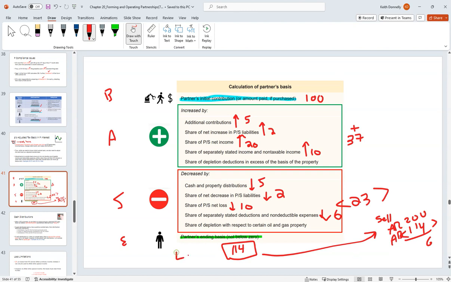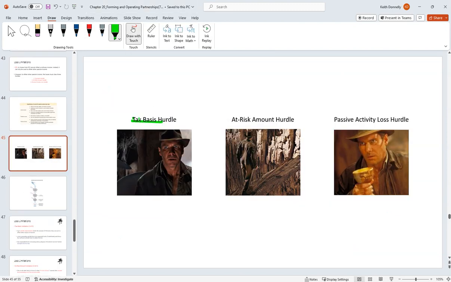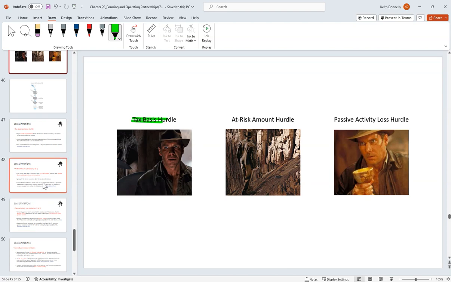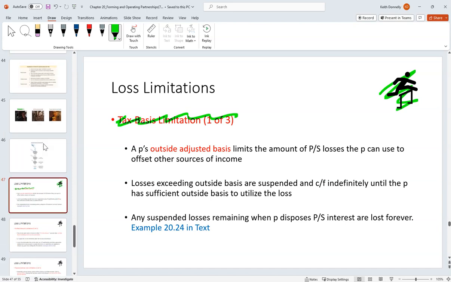Likewise, this comes into your adjusted basis right here. It's this guy right here, your tax basis hurdle, right? So I'm just going to make that green right now so we come back to that when we go there.